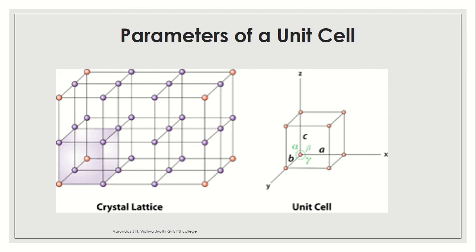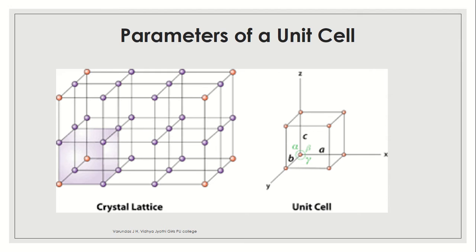This small group of lattice points is known as the unit cell. Therefore, the unit cell is the smallest portion of a crystal lattice, which when repeated in different directions generates the entire lattice. A unit cell is represented by three edges A, B and C along the X, Y and Z axes. Please note that these may or may not be mutually perpendicular to each other. In some cases they are perpendicular to each other and in some they are inclined to one another.